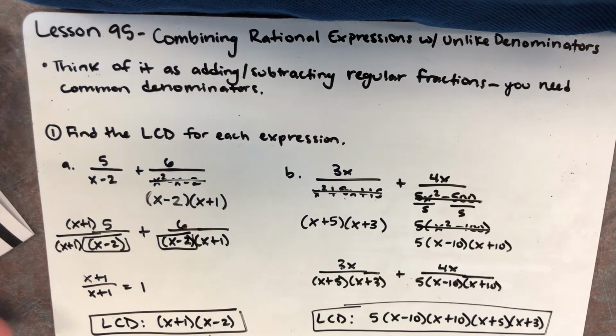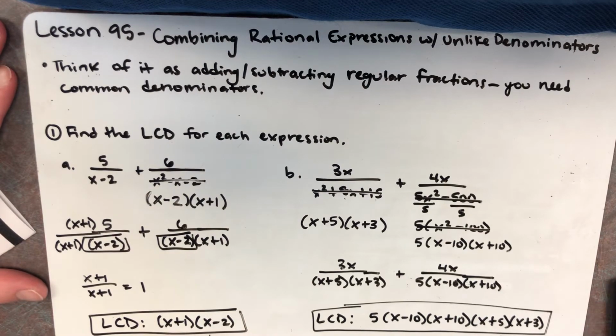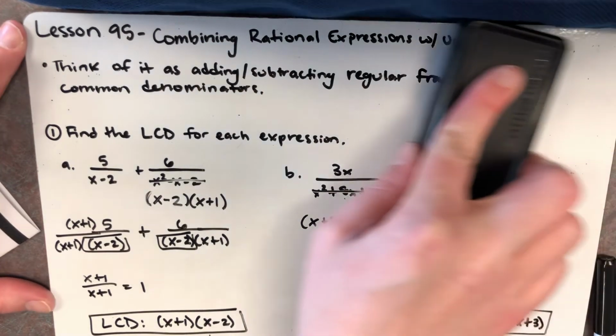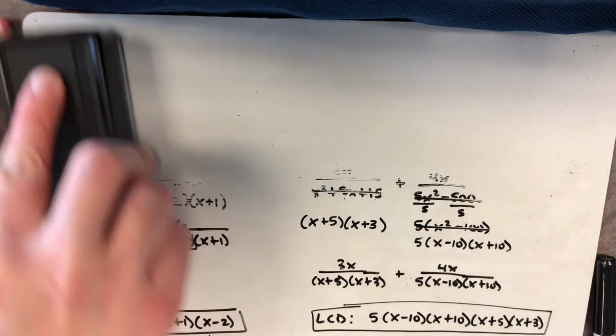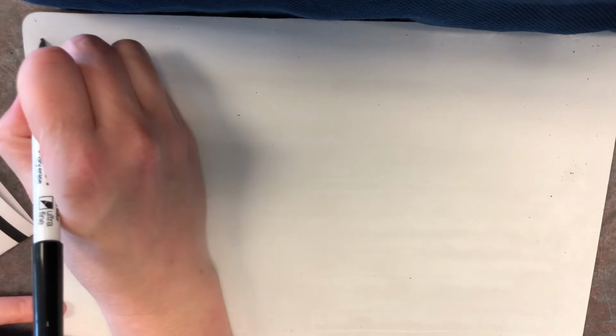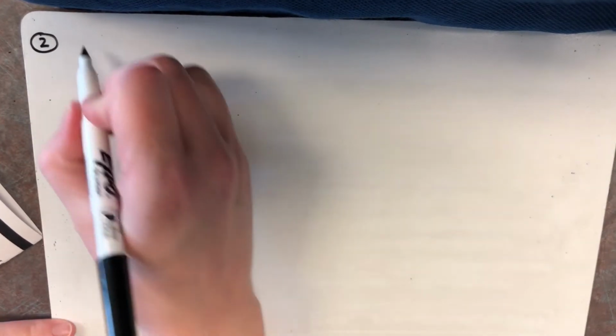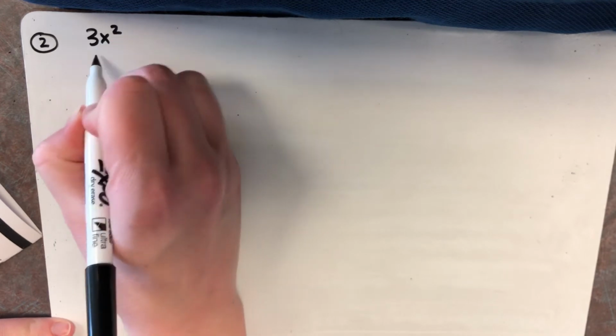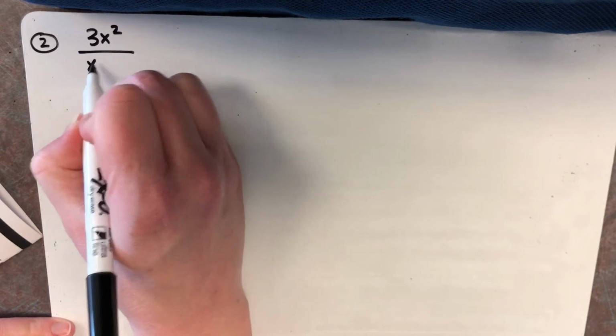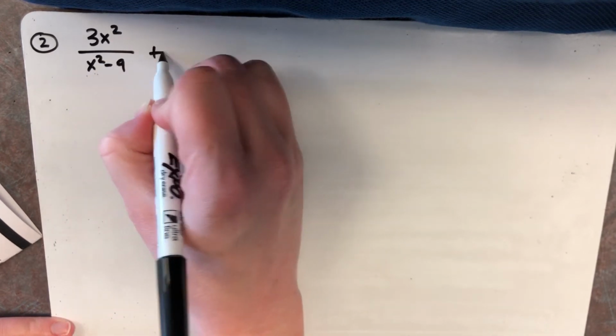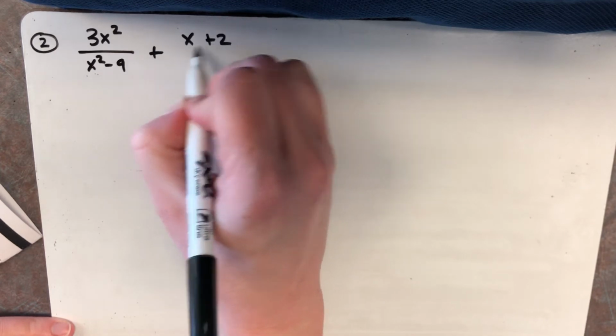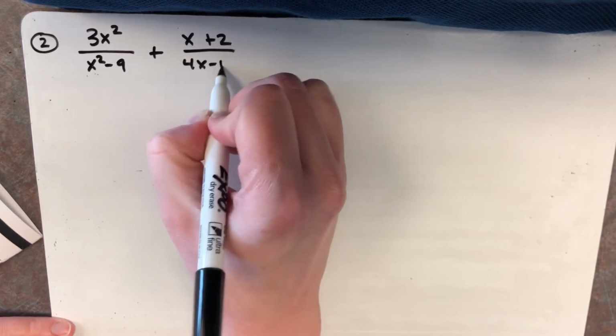All right, so what if we want to do this and actually add the fractions together? Again, this is going to take quite a bit of work, so make sure that you have some paper nearby so that you can follow along and get your own answer as well. All right, so the directions for this example is going to be to add. So I have 3x squared over x squared minus 9, and eventually I'm going to add that to x plus 2 over 4x minus 12.